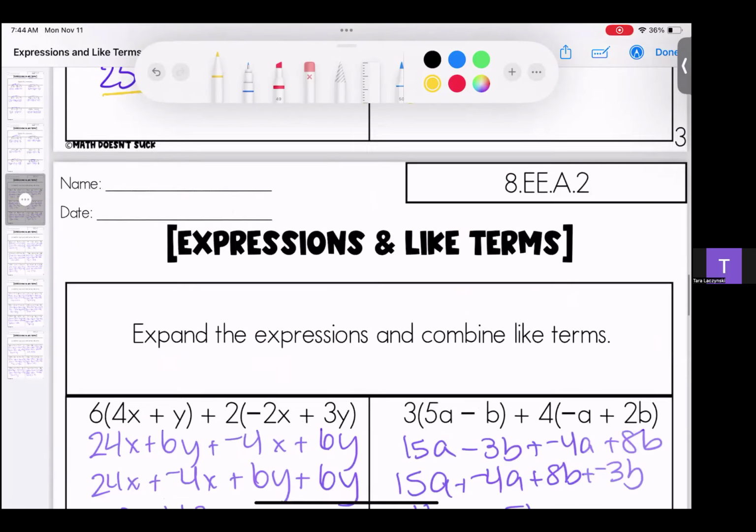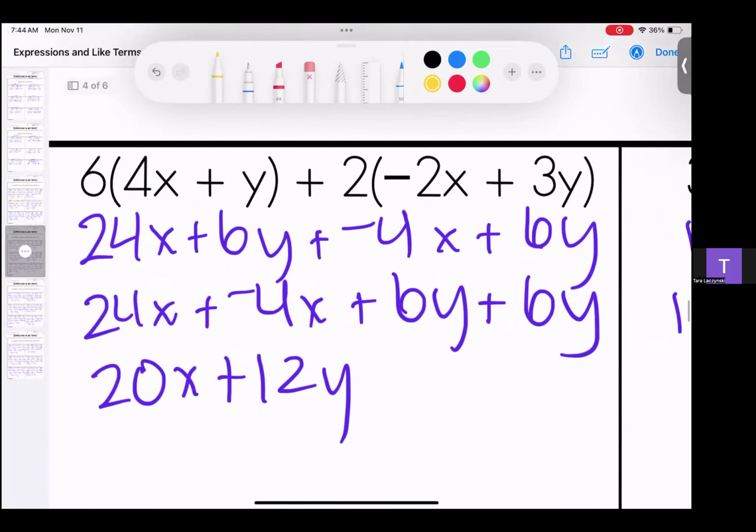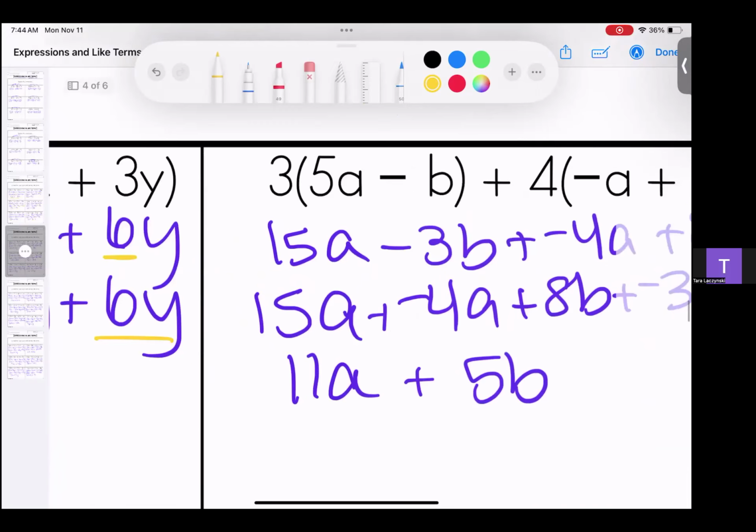Questions? You know what to do. All right. 4 times 6 is 24. 6 times 1 is 6. 2 times 2 is 4. 2 times 3 is 6. Negative where it needs to be. 24x and negative 4x. 6y and 6y. They are both the same. 24 minus 4 is 20. Keep it positive. 6 plus 6 is 12.